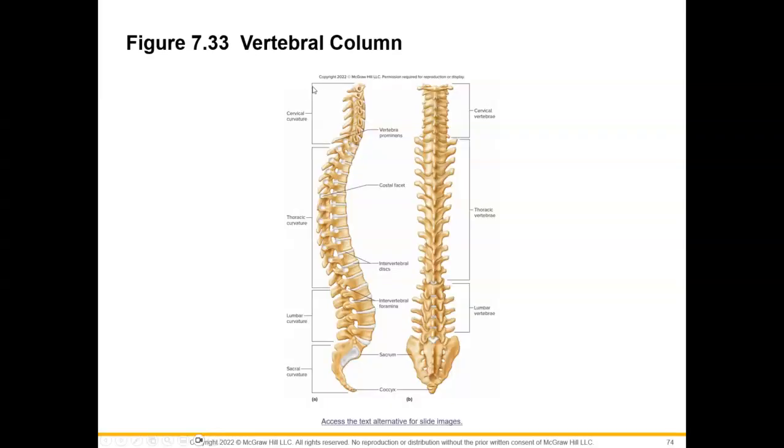Okay, this shows those curvatures. There's the cervical, there's the thoracic, there's the lumbar, and then the sacral at the bottom. Okay, again, 7, 12, 5.